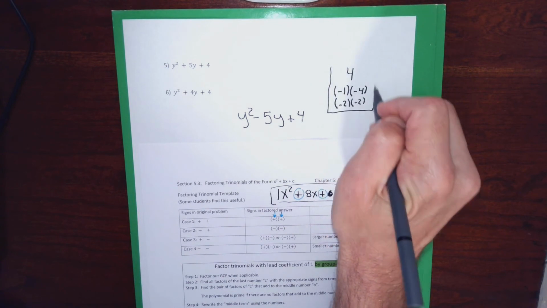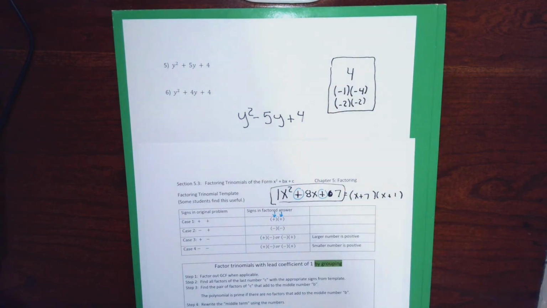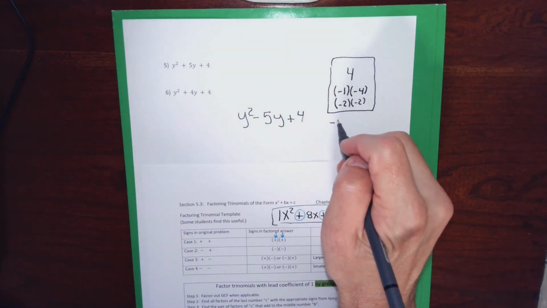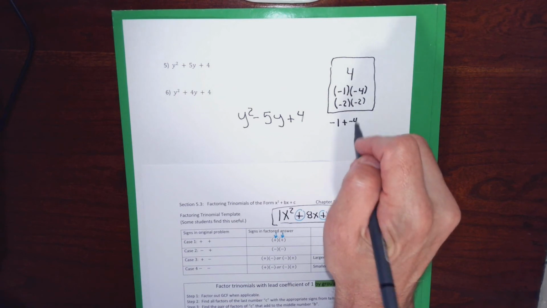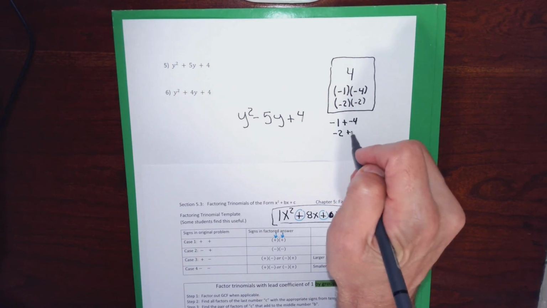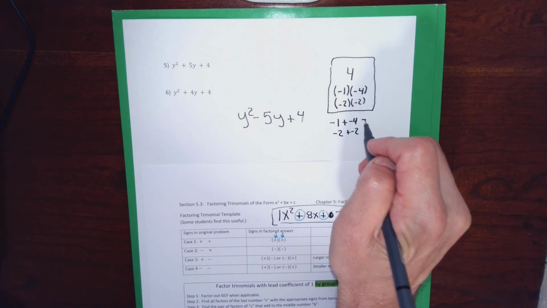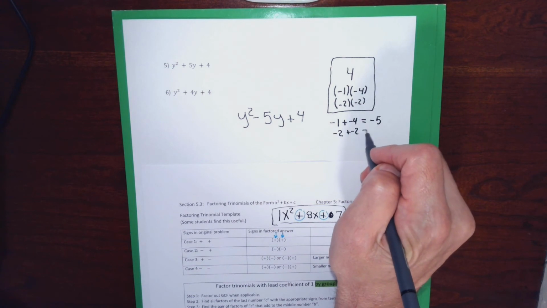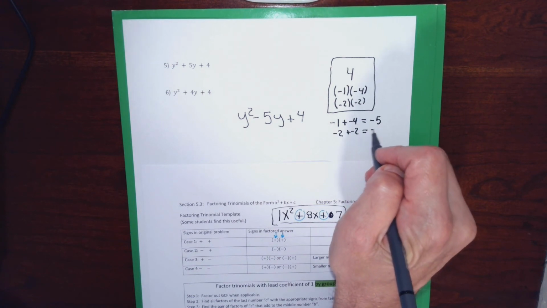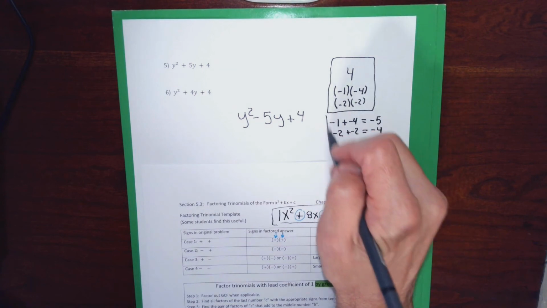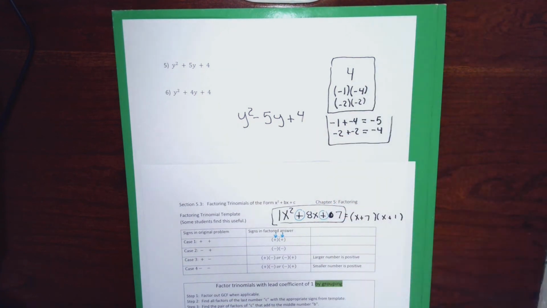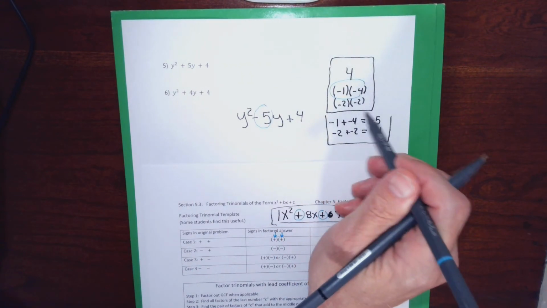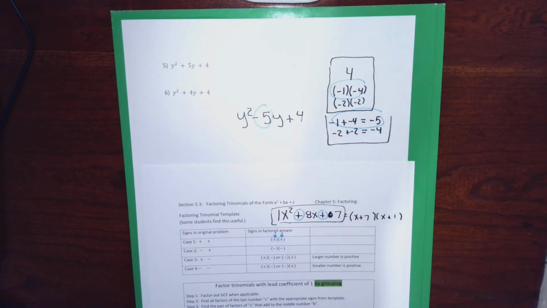Well, it's actually the end of step 2, because my step 1 is looking for a common factor, which there wasn't. Now I'm going to add these up. I'm going to go negative 1 plus negative 4 and negative 2 plus negative 2. Because the signs are the same, this is really adding as opposed to subtracting. So negative 1 plus negative 4 is negative 5. Negative 2 plus negative 2 is negative 4. Now I decide on the pair that I need. The pair that I need to give me a minus 5. So that's the pair that I'm going to need.